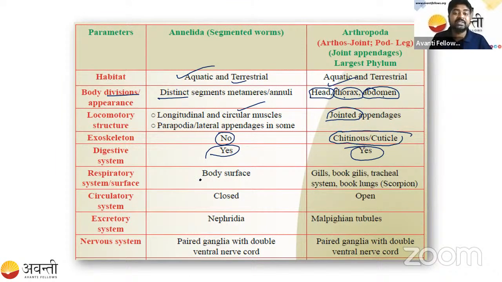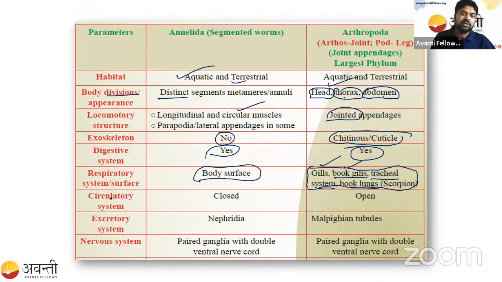Respiratory system: in annelids, respiration happens by the body surface. Here respiration happens by the gills, book gills, tracheal system, and book lungs. I think we already discussed this in the respiratory system, or we can say the breathing and respiration lesson. Okay, what is meant by gills, what is meant by book gills.